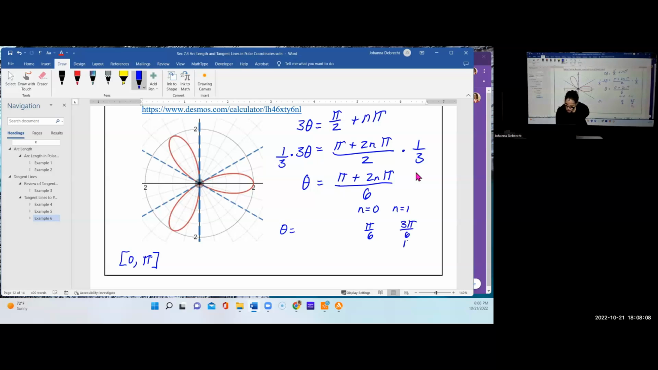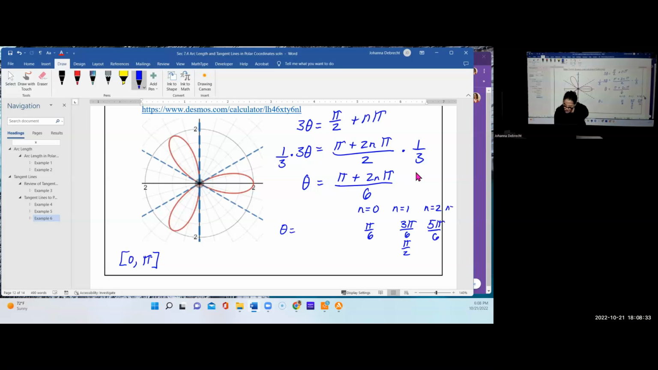Which of course I know reduces to pi over 2, but 3 pi over 6 is definitely in my interval, so I keep going until I get out of the interval. N equals 2. So 2 times 2 is 4 pi. So 4 pi plus pi is 5 pi over 6, still in my interval.